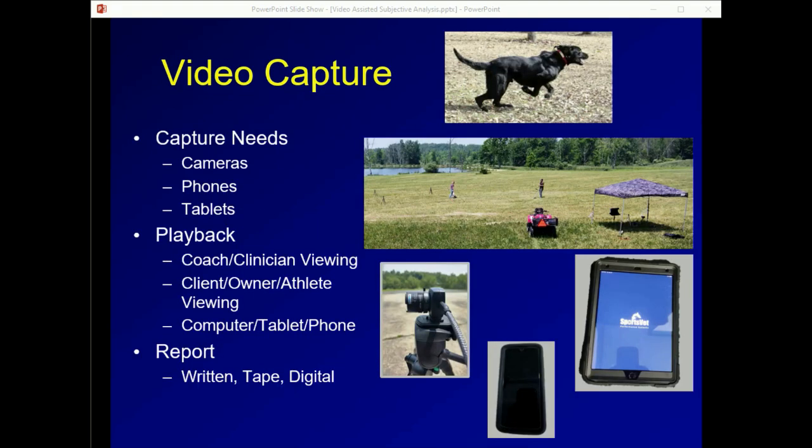Recent advances in video technology over the past 20 years have produced new devices and related applications that can be very useful by most anyone who has an interest in capturing video of athletic, working, or other similar activities. Devices that can be used today include small digital cameras, cell phones, or even tablets. Video captured by these devices can then be played back for use by the coach, clinician viewing, the client or owner, athlete viewing, or can be played back on a computer, tablet, or phone.